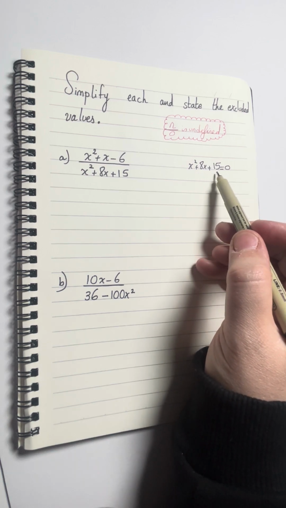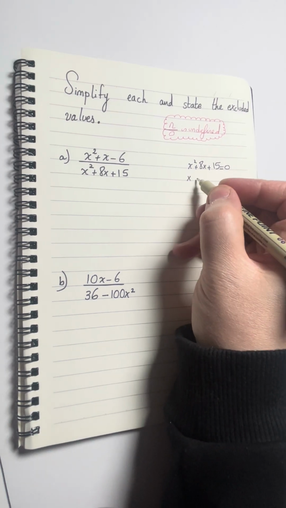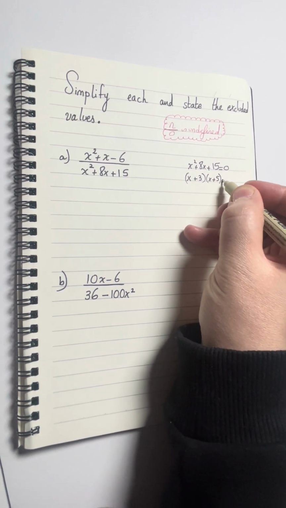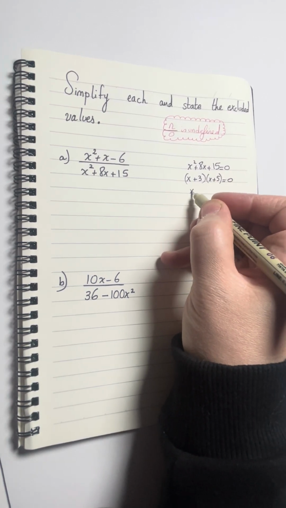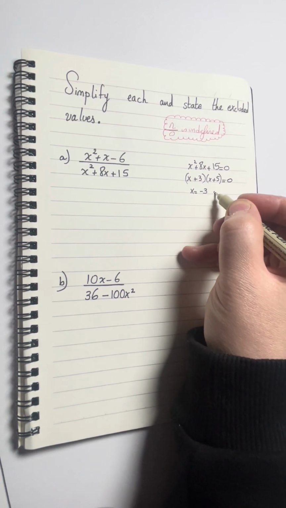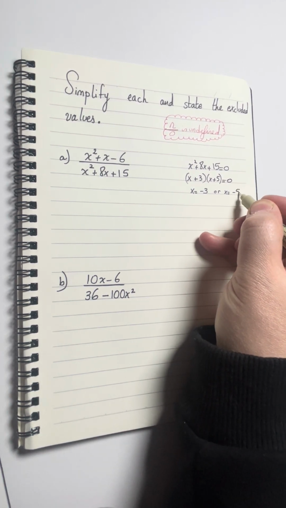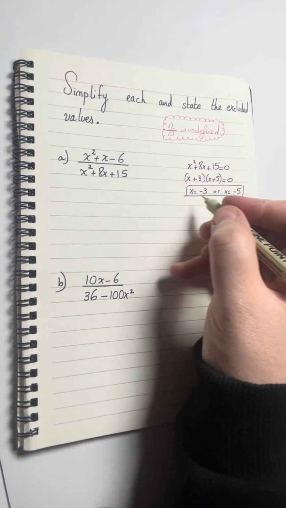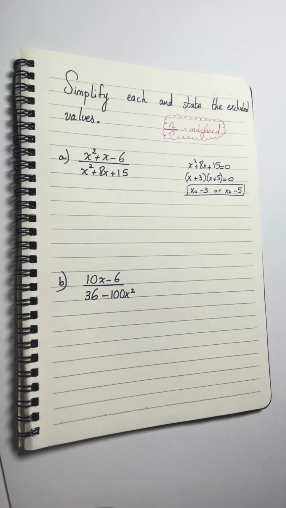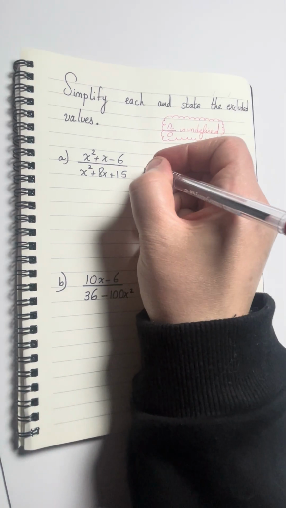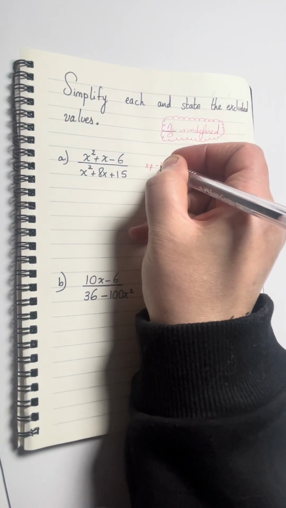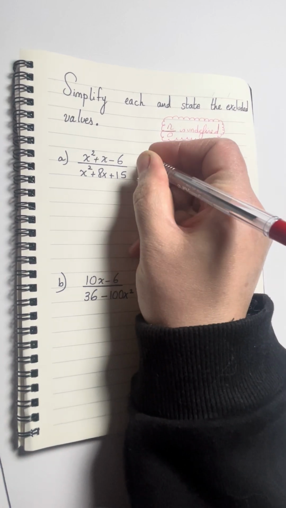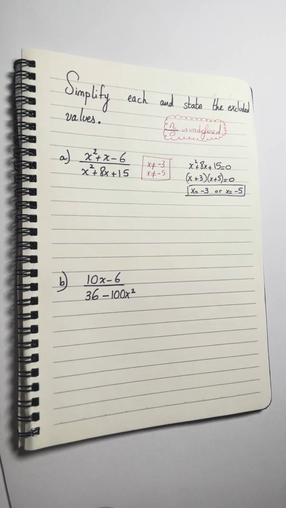Factoring this trinomial, we will get (x plus 3)(x plus 5) is equal to 0. So x is equal to minus 3 or x is equal to minus 5. So those are the excluded values. So here we can write that x cannot be minus 3 and x cannot be minus 5. Those are the excluded values.